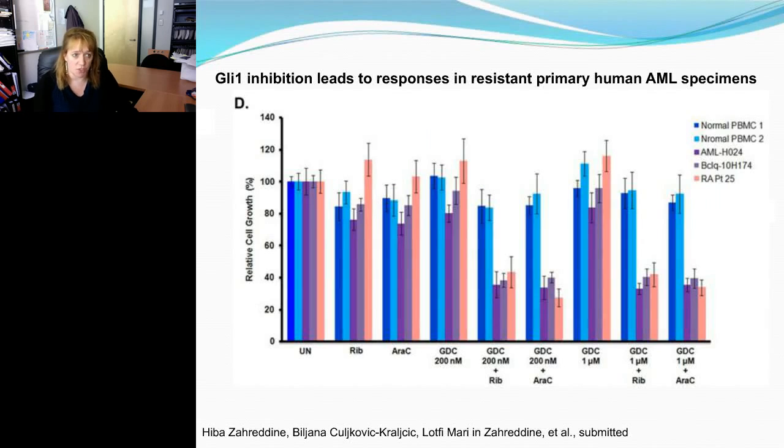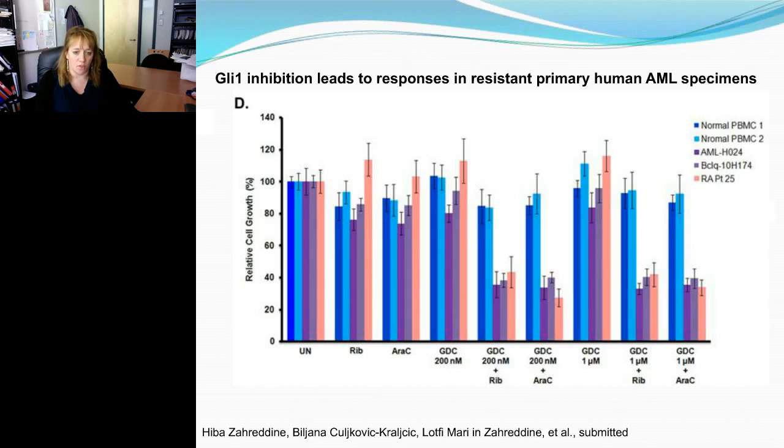Finally, we asked this question whether this could be relevant in primary human AML specimens that we obtained from several tissue banks. And what you're seeing in here, the blue colored in this colony formation assay, you can see normals. We have 2 different normals, and we also have 3 different AML patients. All of these AML patients were diagnosed as M4, M5 AML, and in all cases they were drug resistant. They'd failed, refractory or relapse specimens. So a very hard group to treat.